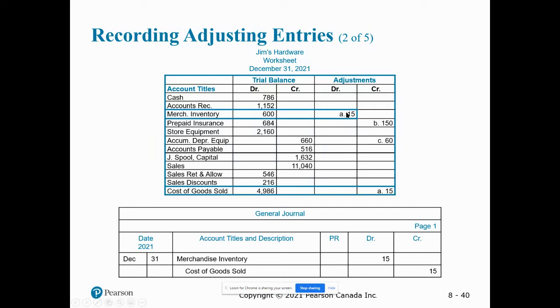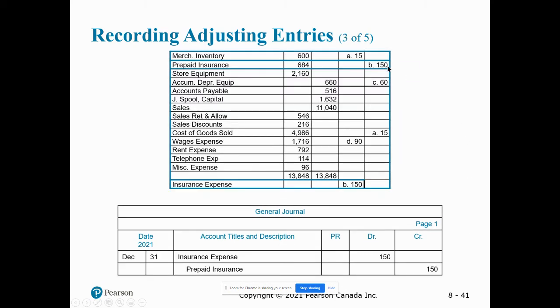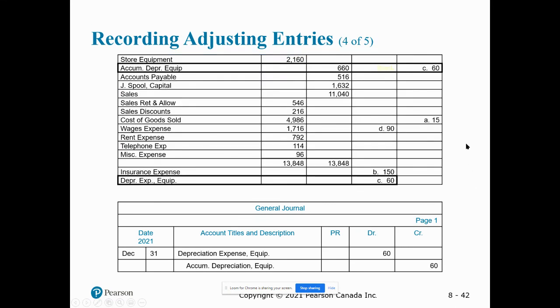And we go through and record the entries as they show. So I say the first entry is going to be a debit to merchandise inventory, credit to cost of goods sold. Then I'll add a description just describing that this is the adjustment for merchandise inventory at the end of the year. The second entry is to recognize the insurance that's expired. $150 is expired. I debit insurance expense. It's always best to show the debit side first. I credit prepaid insurance.